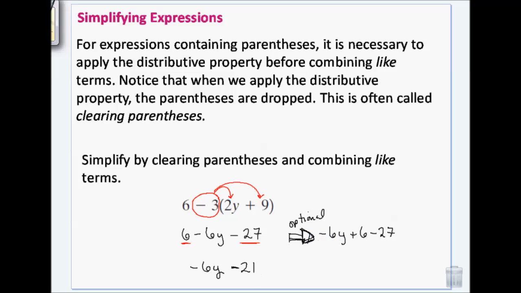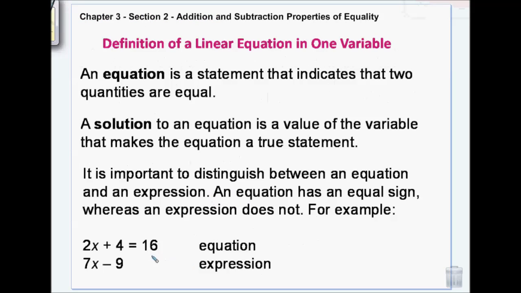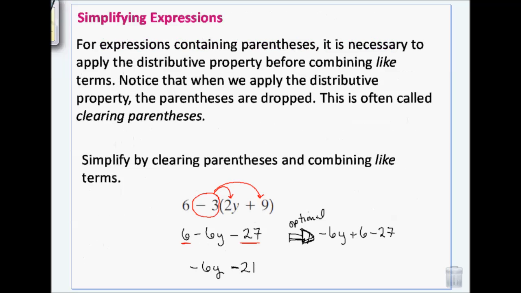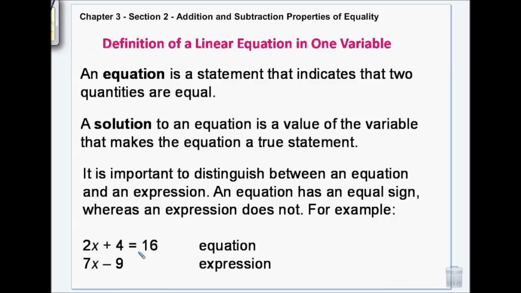Terrible drawing. An equation has an equal sign. An expression does not. What we were doing here, these are expressions. There's no equal, and you'll notice I didn't write any equals. So with an expression, the only thing you can do is simplify it. With an equation, you can solve it. The solution is the value of the variable that would make it true.